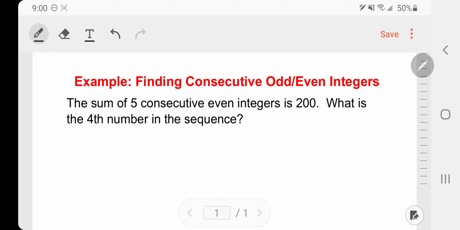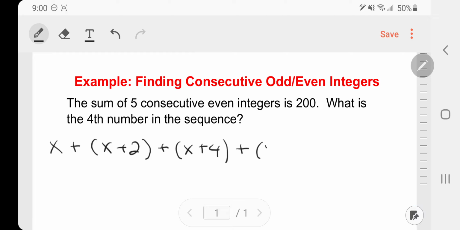Now, the way to represent that without actually writing the numbers, using variables, we're going to start with the variable x. That'll be the first number in our sequence. For the second number, we're just going to make it x plus 2. To get the third number in our sequence, it's going to be x plus 4. Fourth number, x plus 6. And the fifth number, x plus 8.